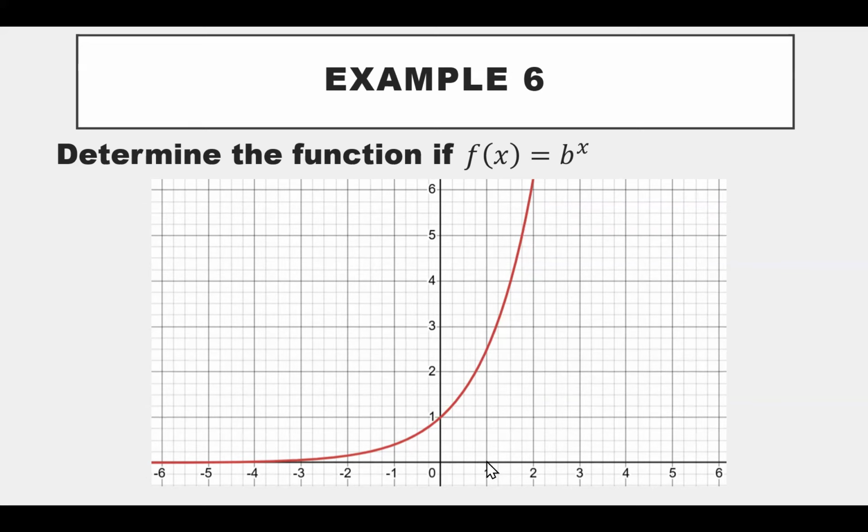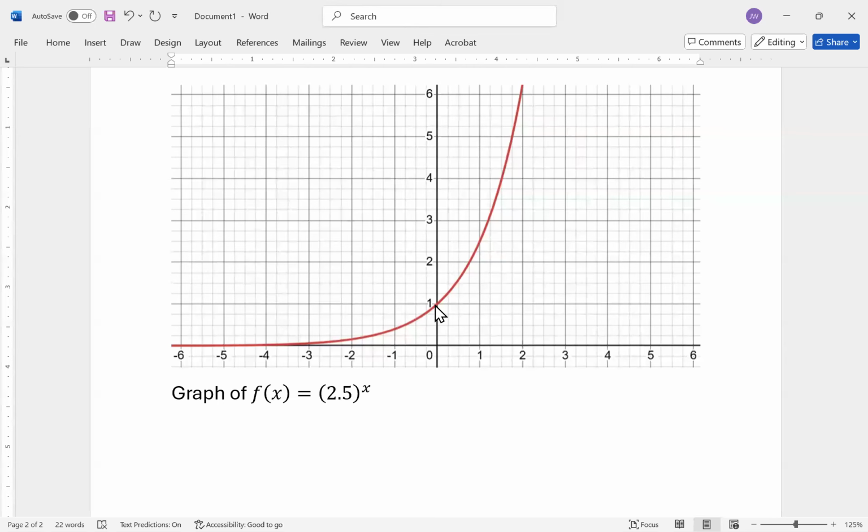Also, it looks like this function goes through the point (1, 2.5). Knowing that it goes through (0, 1), knowing that it has this shape, and knowing that it goes through the point (1, 2.5), that means my base needed to be 2.5. So just by looking at this graph, I know that this is the graph of the function f of x equals 2.5 raised to the x power.